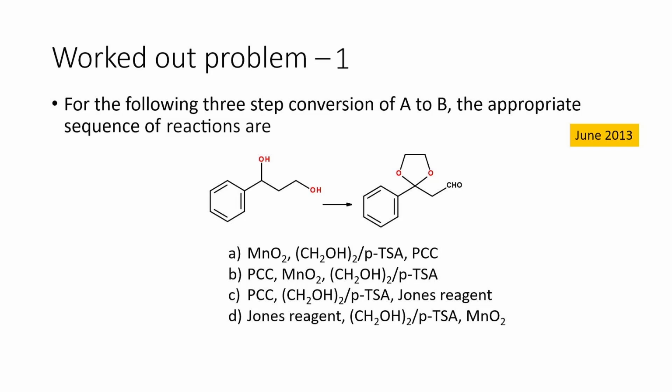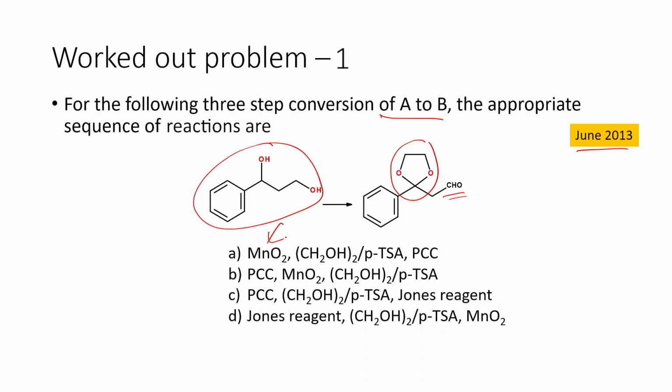For the following three-step conversion of A to B, the appropriate sequence of reactions is. This question was asked in June 2013. We have a diol as the starting material, and in the product we have an aldehyde and another protecting group that is introduced. So two things are happening over a period of 3 steps, and the combinations of reagents are given here.